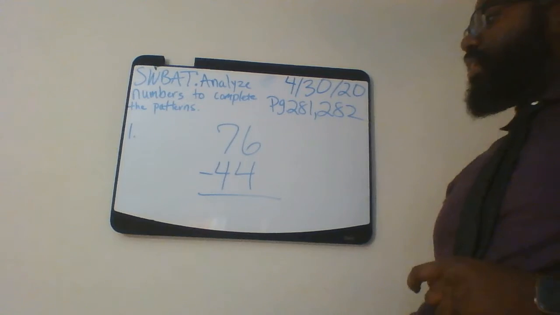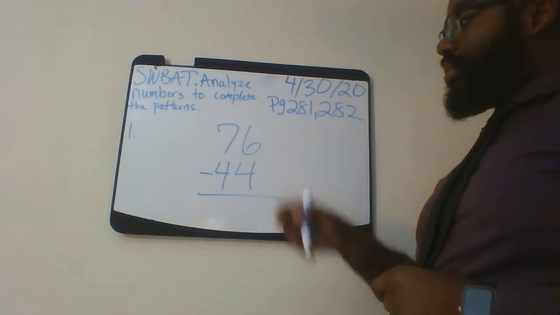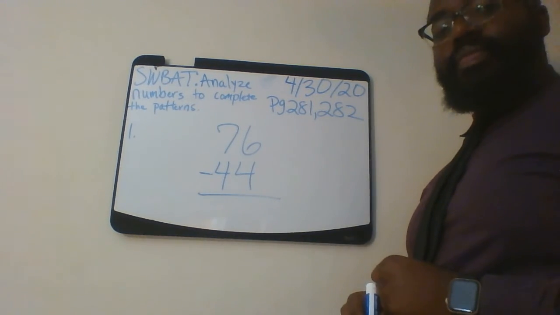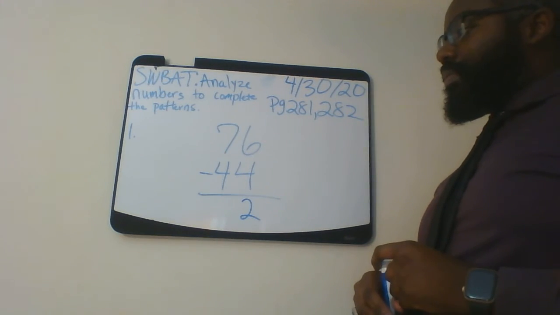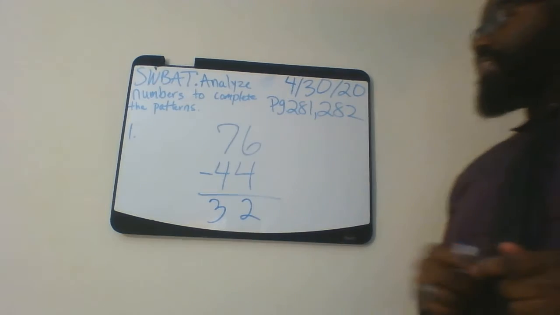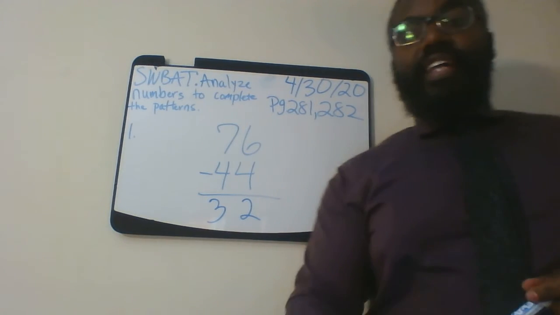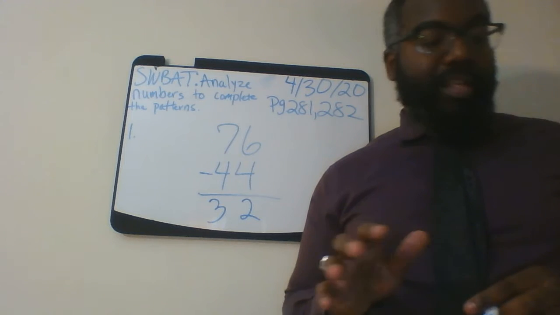All right, let's begin. Remember, we always start in the ones place. So what is 6 minus 4? That is indeed 2. And lastly, what is 7 minus 4? That is 3. So the answer for 76 minus 44 is 32. So that's how you solve those particular problems.